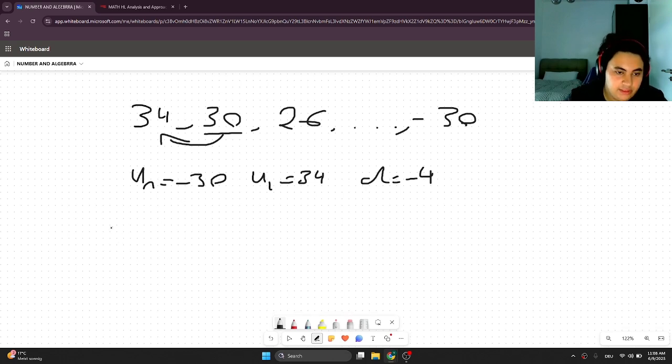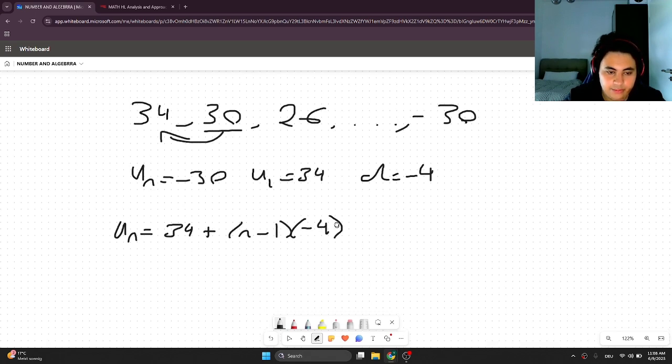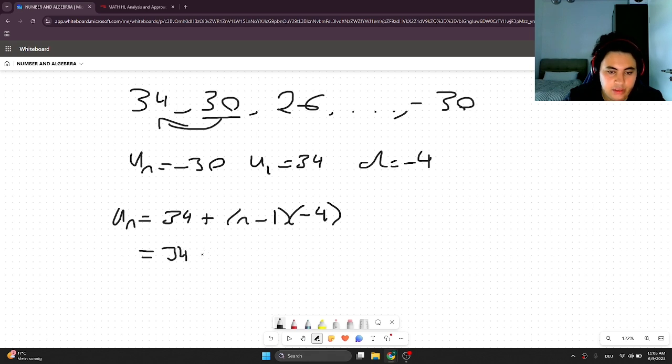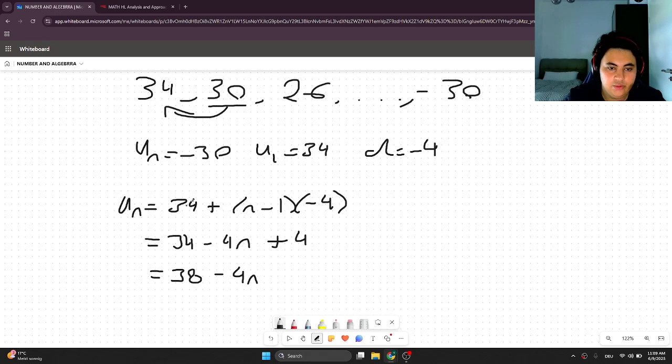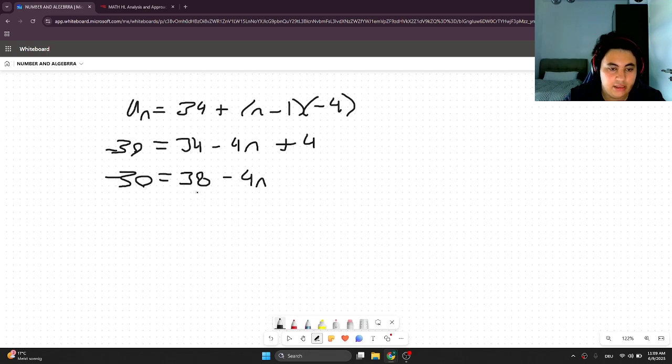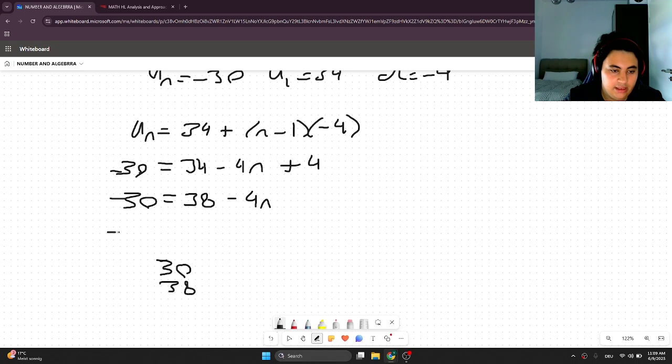Cool. So now let's work out the nth term, just like we did for the first one. So for this, we're going to say un is equal to 34 plus n minus 1 multiplied by negative 4, right? This is going to give us what? 34 minus 4n plus 4. Yes? That's going to give me 38 minus 4n. Okay, now what is un? Un is negative 30, so I can say negative 30. So now I'm subtracting 38 from negative 30. So let's say just 30 and 38, that's going to be 68. So negative 68 is equal to negative 4n.